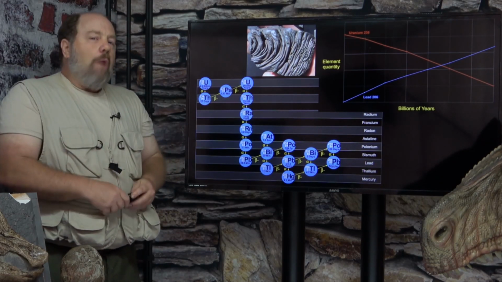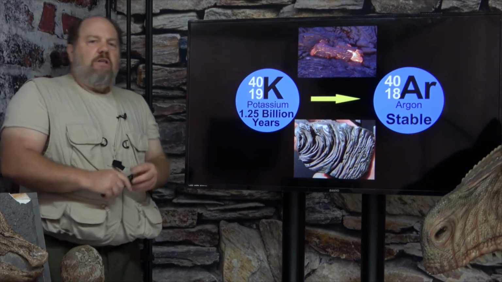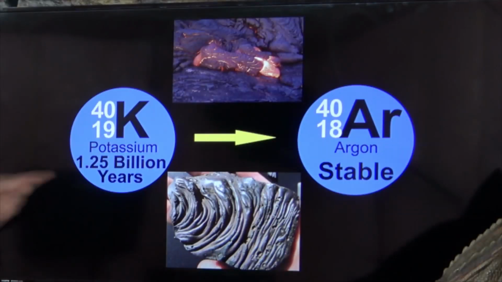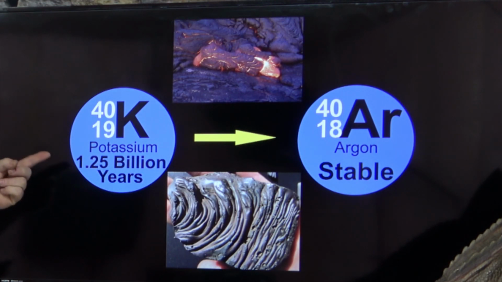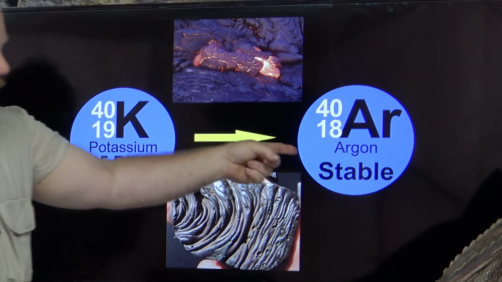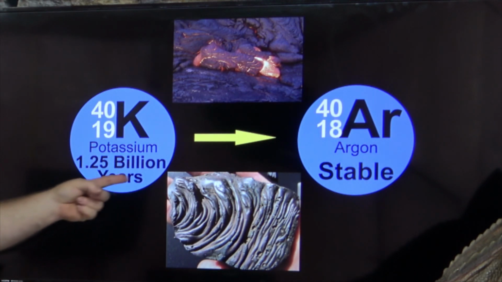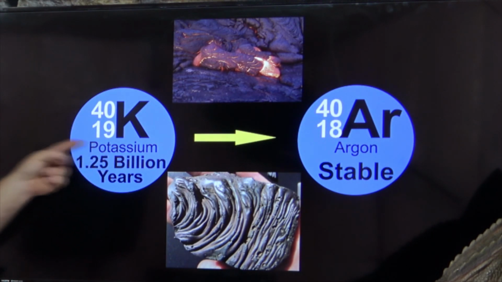Let's take a closer look at one of those radio dating methods. Potassium argon dating works like this. Radioactive potassium-40 transmutates into argon-40. And look at that half-life. That's going to become very important in just a second.